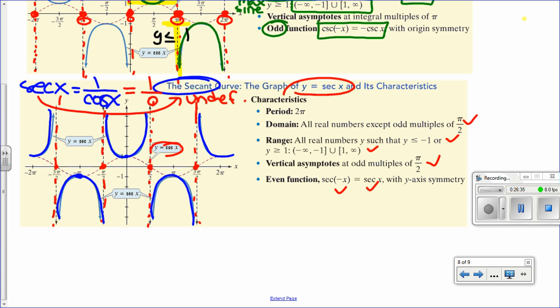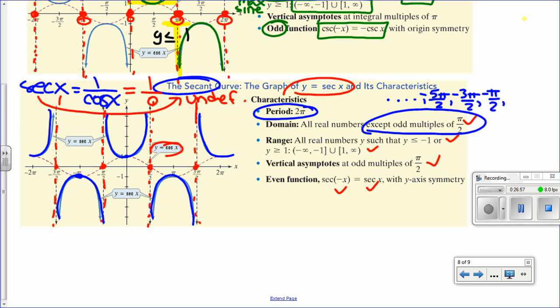Now let's look over the period, which is the same as cosine. The domain in this case will be all real numbers except for odd multiples of pi over 2. So here we're talking about numbers like negative 5 pi over 2, negative 3 pi over 2, negative pi over 2, of course, also pi over 2, 3 pi over 2, and so on. So those will be the odd multiples of pi over 2.